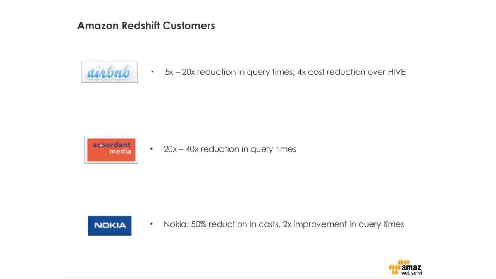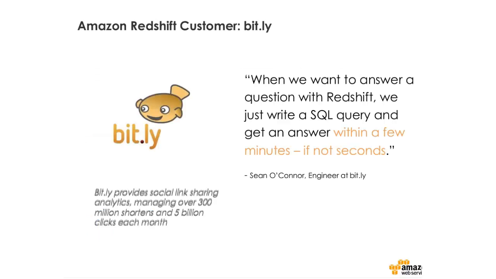And then you have companies like Nokia who are migrating from their existing systems and seeing significant reductions in cost as well as improvements in query times. And you'll see this theme of price and performance and ease of use come up over and over again. Bitly is a social link sharing and analytics service. And for them, they've been able to query billions of links and customer interactions in times that just really weren't possible for them with what they were using before.